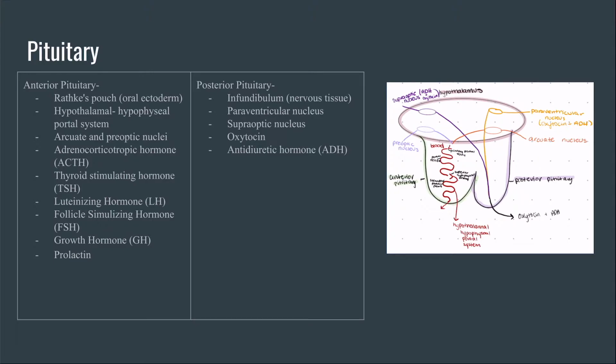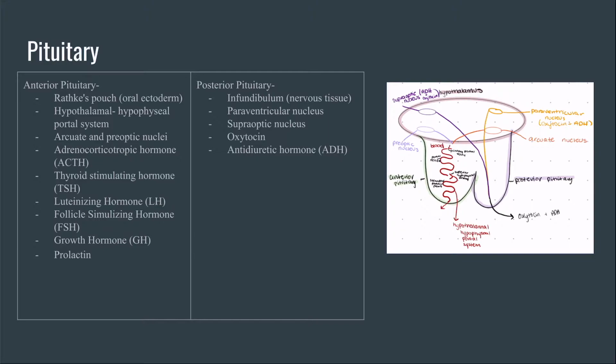The anterior pituitary comes from Rathke's pouch, the oral ectoderm. It has the hypothalamic-hypophyseal portal system, which you can see is not in the posterior pituitary. It is a two-capillary bed. The arcuate and the preoptic nuclei innervate the pituitary, and it releases adrenocorticotropic hormone, thyroid-stimulating hormone, luteinizing hormone, follicle-stimulating hormone, growth hormone, and prolactin.